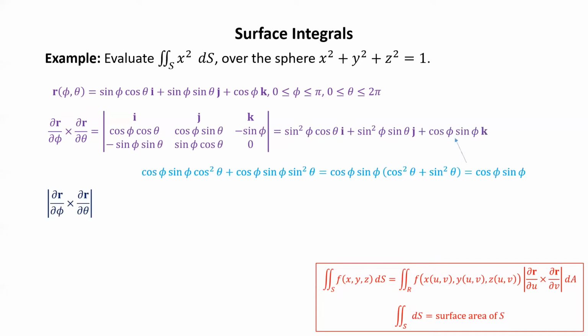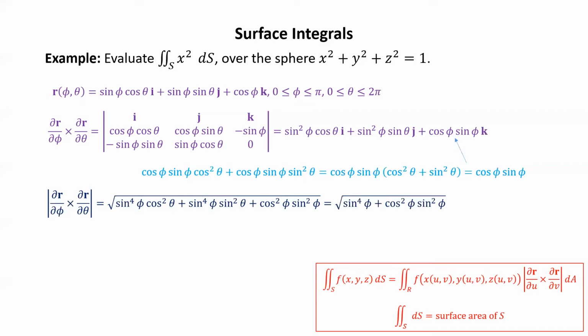We now take the length of this cross product. So we square each component, add them all up, and take the square root. So we get under the square root sine to the 4th phi cosine squared theta plus sine to the 4th phi sine squared theta plus cosine squared phi sine squared phi. Using the Pythagorean identity, we see that the first two terms simplify to sine to the 4th phi, because we could factor out the sine to the 4th phi and we're left with cosine squared theta plus sine squared theta, which is just 1.